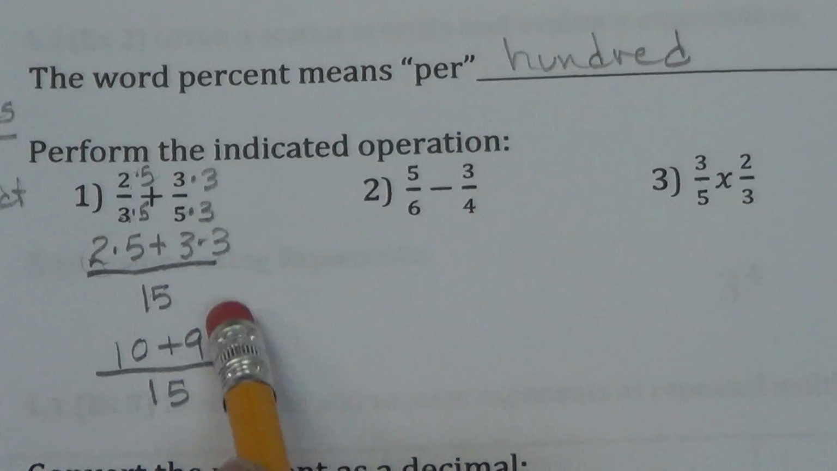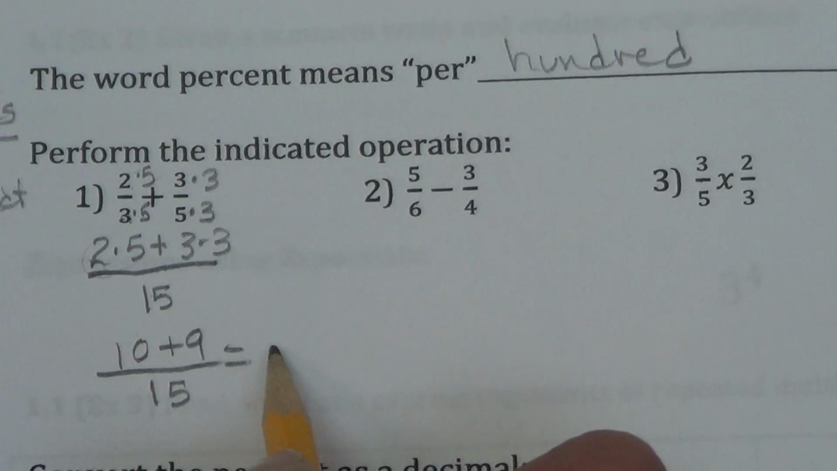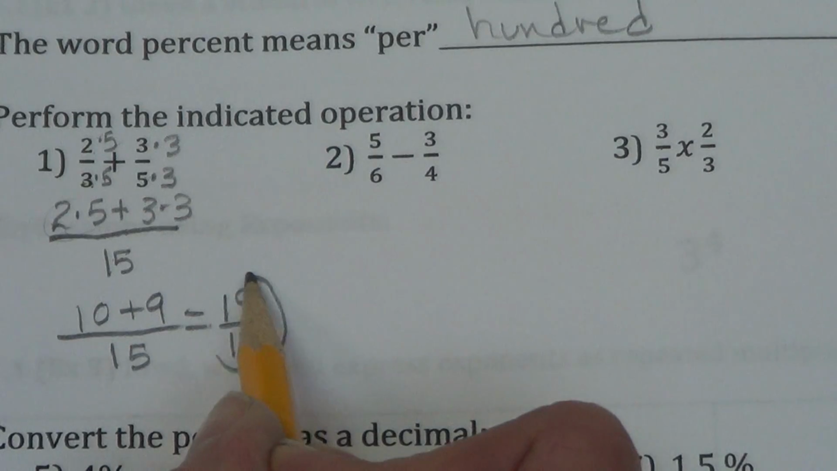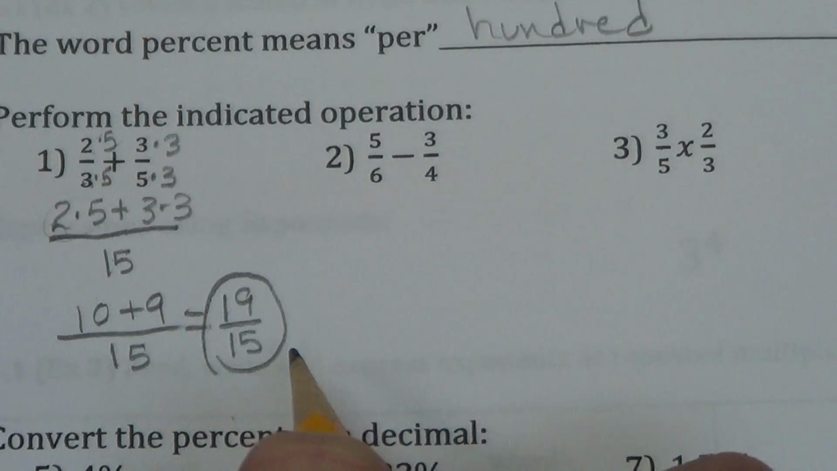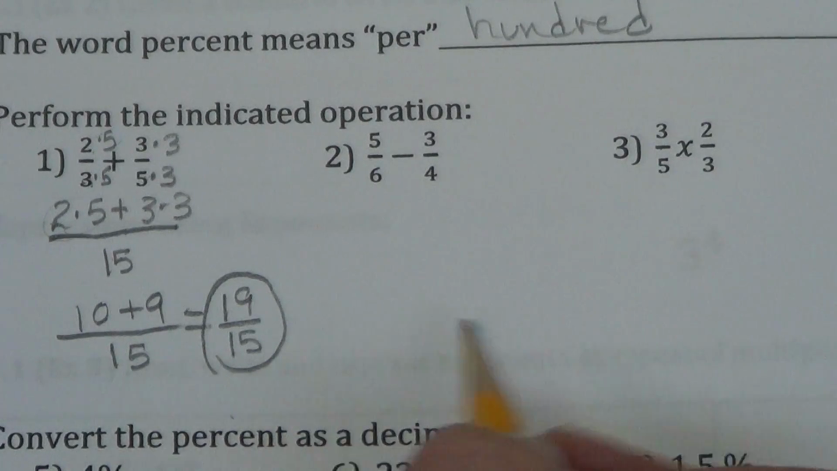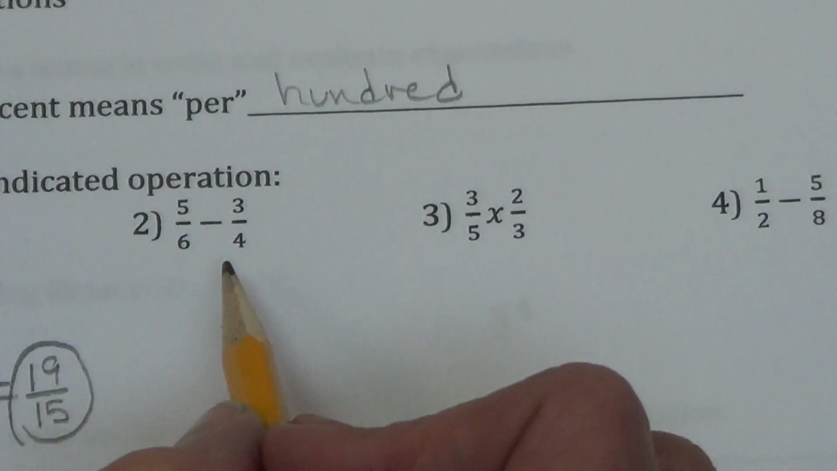10 plus 9 equals 19 over 15. For algebra purposes, where we may be plugging that back into other equations, I ask that you not switch it to a mixed number. Just leave it that way. Reduce it, but leave it as improper.